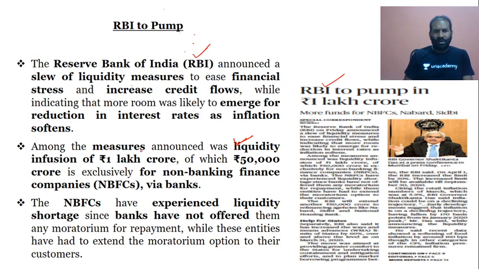How much money is it pumping? 1 lakh crore rupees. Out of this 1 lakh crore rupees, RBI will make sure that 50,000 crores will be exclusively given to NBFCs. What are NBFCs? Non-banking financial companies. Out of the 1 lakh crore rupees, 50,000 crore rupees will be directly pumped into the NBFCs through various banks or the banking sector.